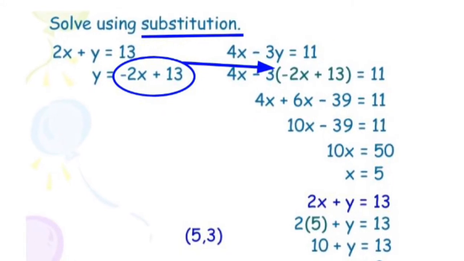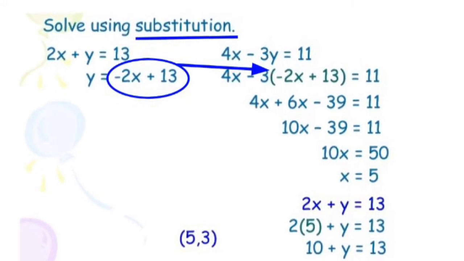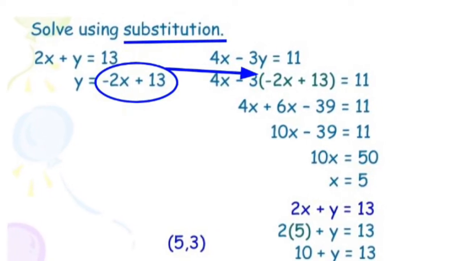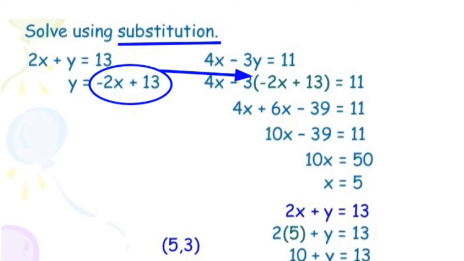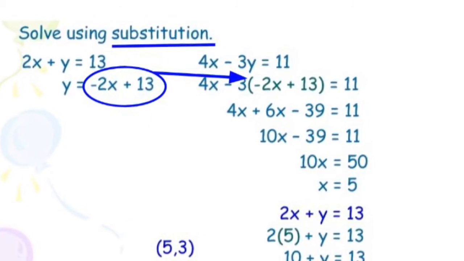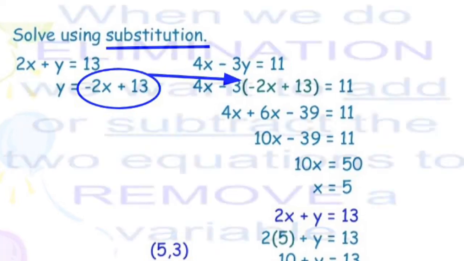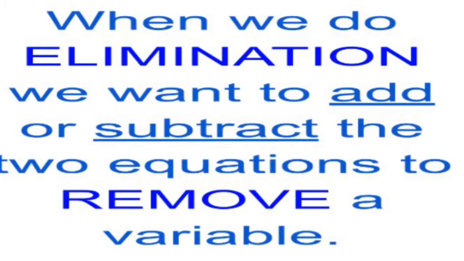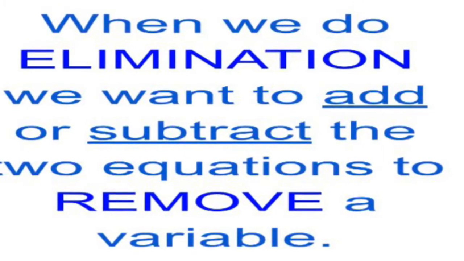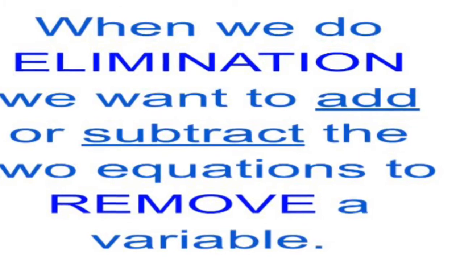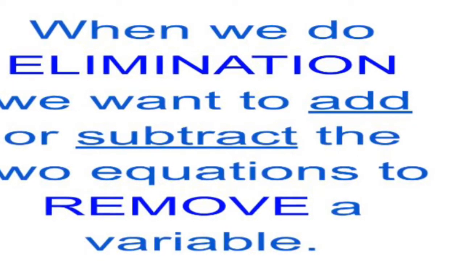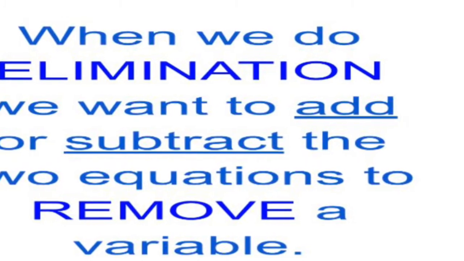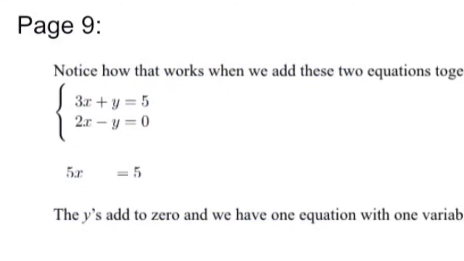Yesterday we used substitution, and what substitution means is we replace the y with an expression with x's. With substitution, we replace things. When we use elimination, however, we're not replacing. What we are doing is adding or subtracting two equations to get rid of or remove one of the variables. So substitution is replacing an x or a y with an expression, and elimination is when we add or subtract two equations to remove one of the variables.